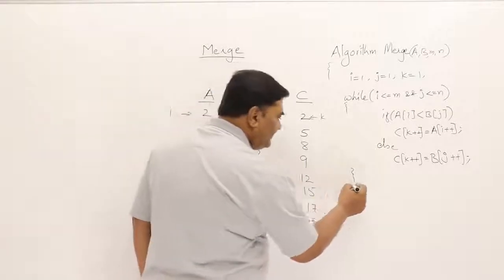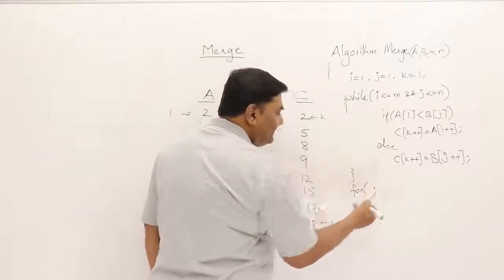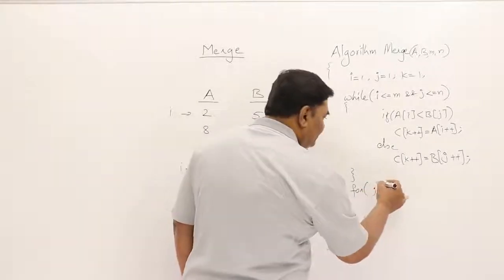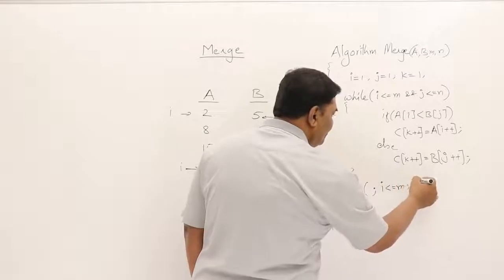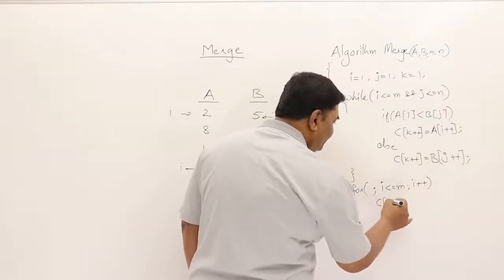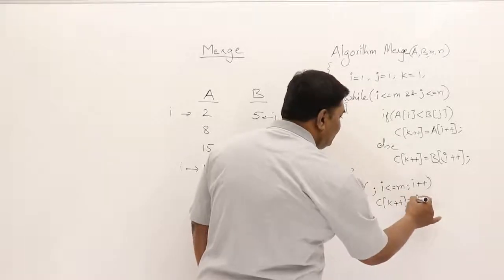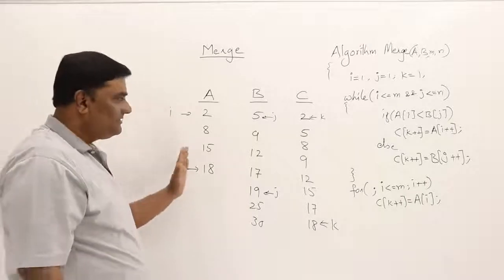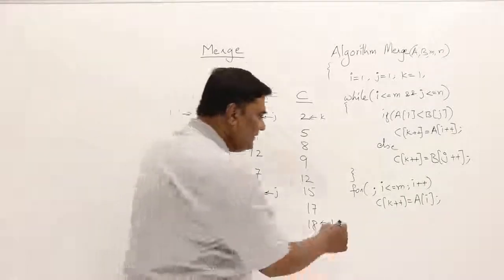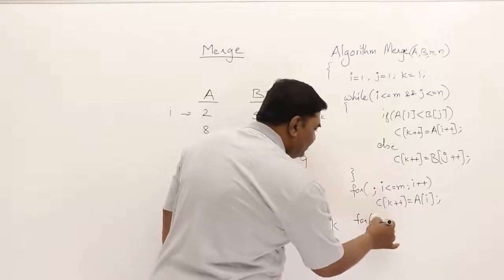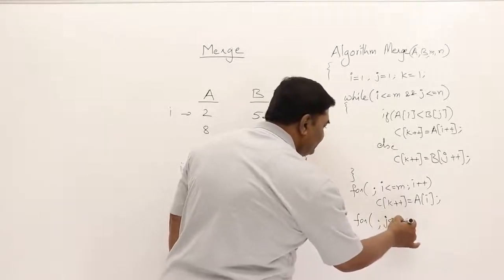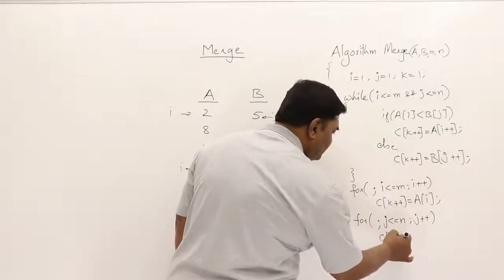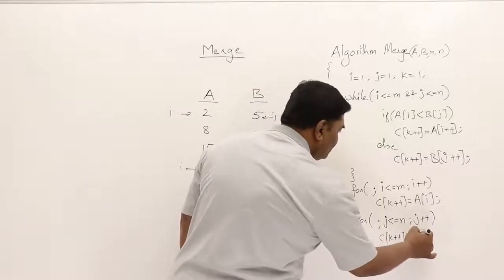So here I write a for loop: wherever I may be, don't initialize it, let it be at the same place wherever it is, and while I is less than or equal to M, I++, and in C of K++, copy A of I. So I++ is already there, I am just saying copy the remaining elements from list A to list C. Otherwise, if there are some remaining elements in the second list, then copy the remaining elements from the second list.